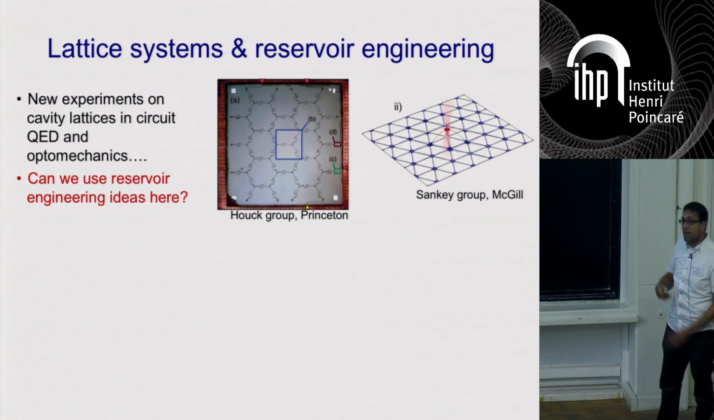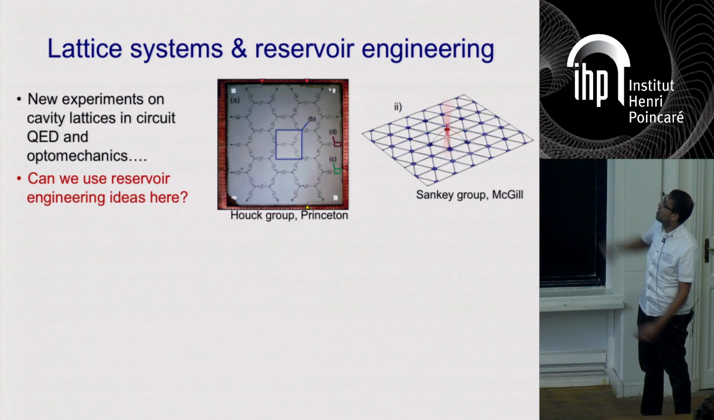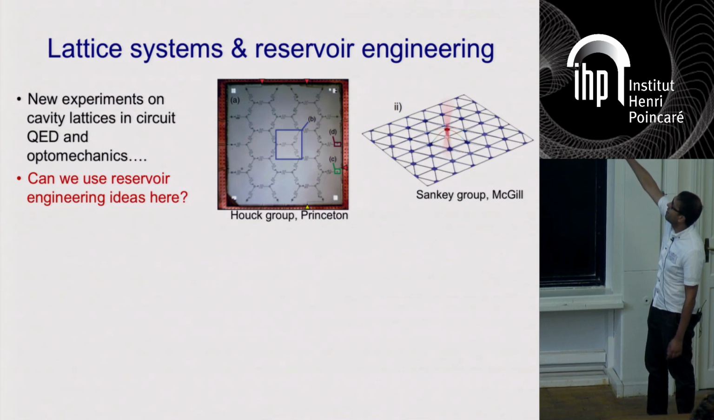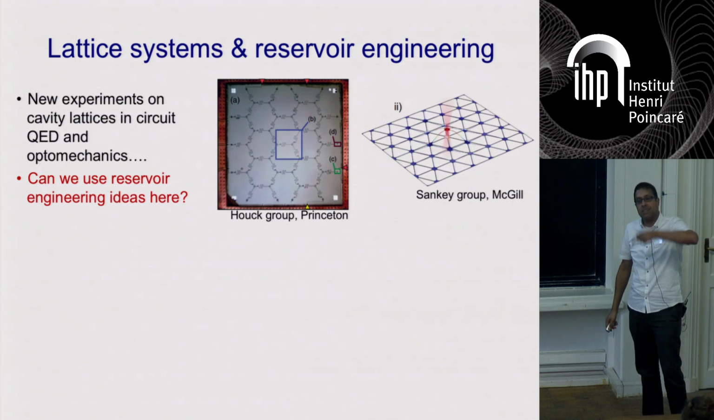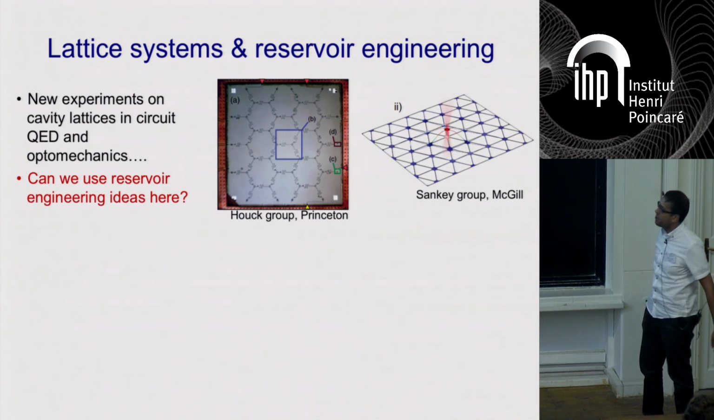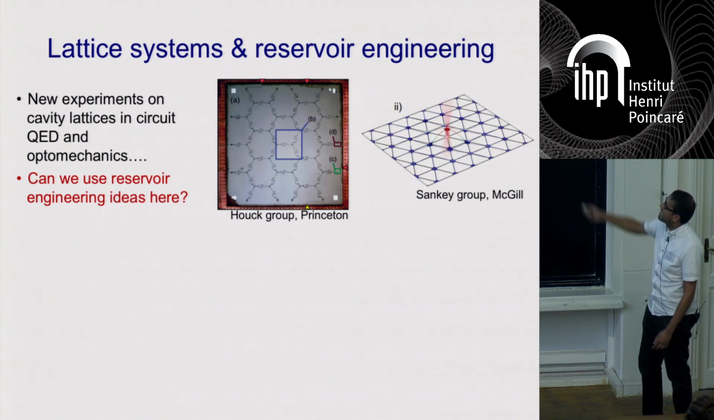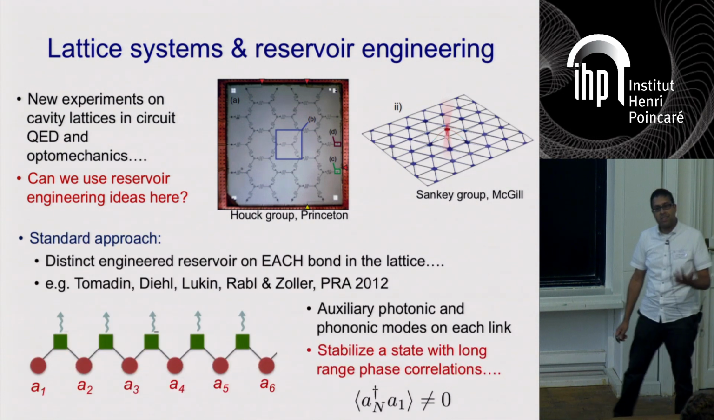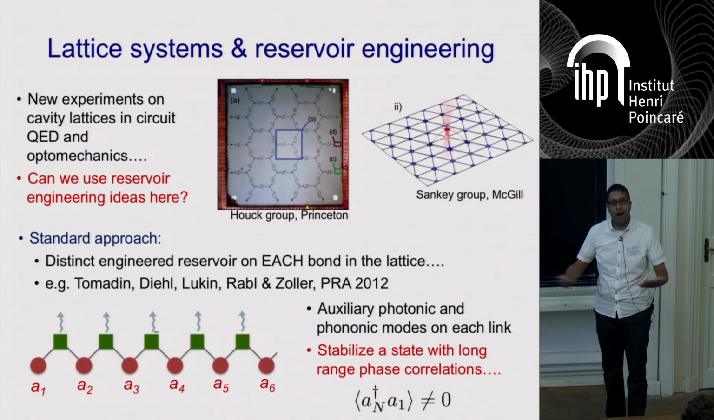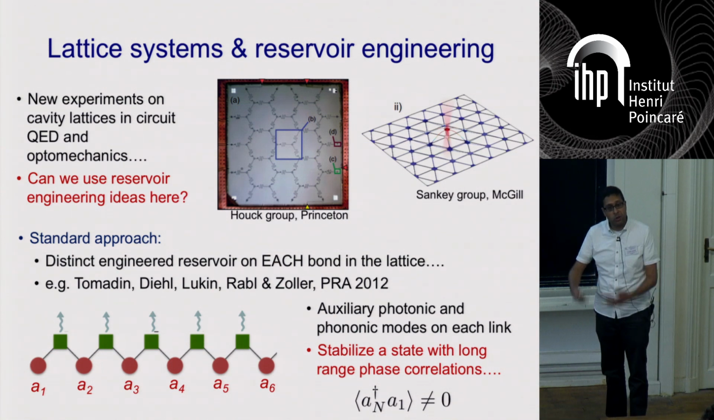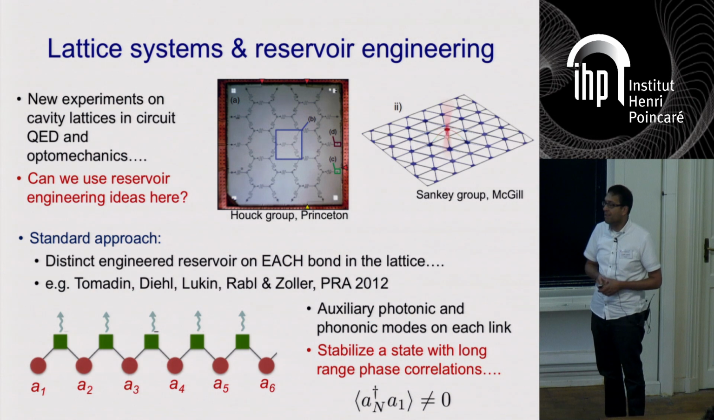Here's an example coming more from the realm of optomechanics, an experiment from my former colleague Jack Sankey at McGill, where you have an array of these silicon nitride trampoline-style resonators. So again, the question is, how do you use reservoir engineering ideas to get interesting states of these lattice bosonic systems? Clearly this is something people have thought about for a while. There's a lot of beautiful work that's been done by a number of people, I'm sure people in this room. There are many works coming from Peter Zoller's group, for example, and collaborators of Peter's.